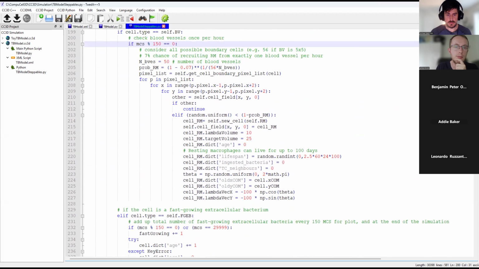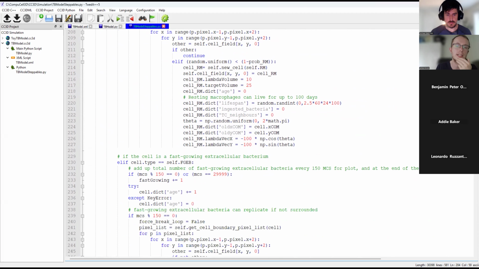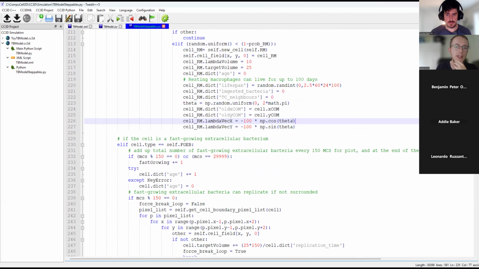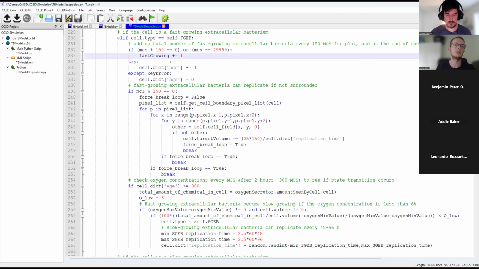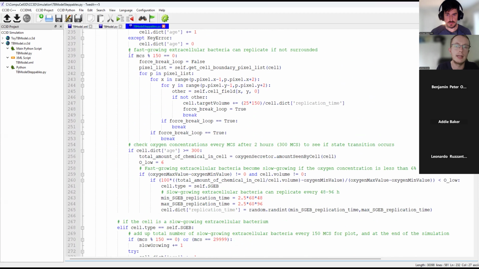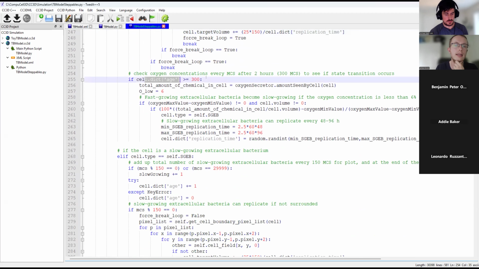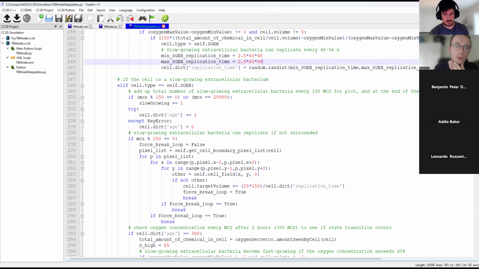If there's enough space, then with some probability, which was set so that on average there's a 7% chance that you get a new macrophage every hour, a new macrophage is added here. If we're looking at a fast-growing bacterium, then we keep track of the numbers over time, and they can replicate if there's space around them. So if there's enough space, then they can increase their volume enough such that they'll replicate after the correct amount of time steps. And then if we're far enough in and the oxygen concentration is too low, then they will change to a slow growing state, and they'll change their replication time accordingly, given that they're now in a dormant state.